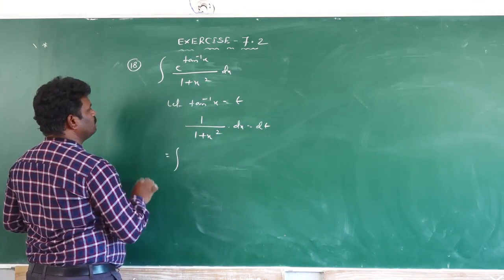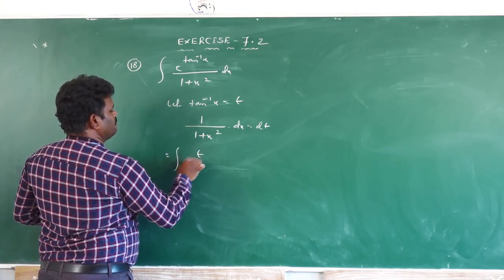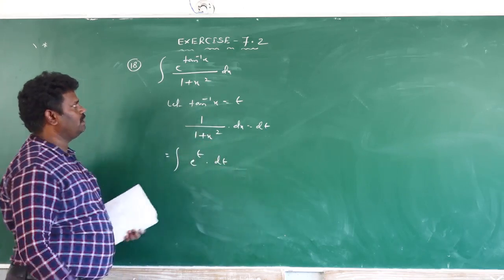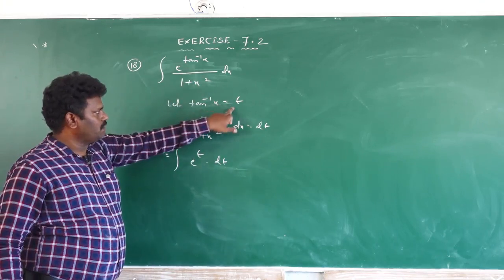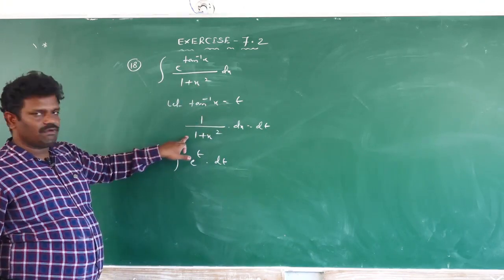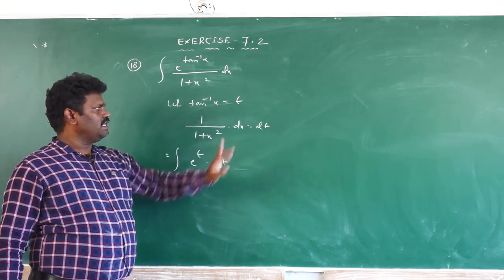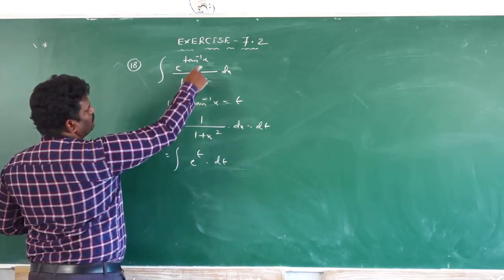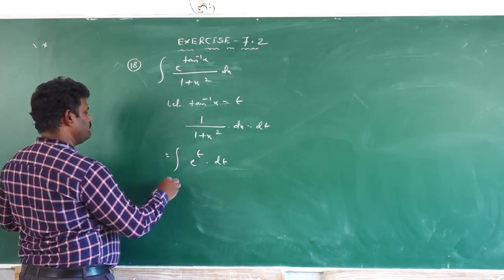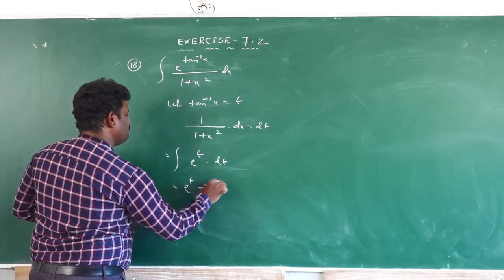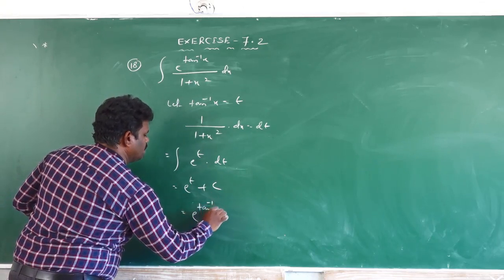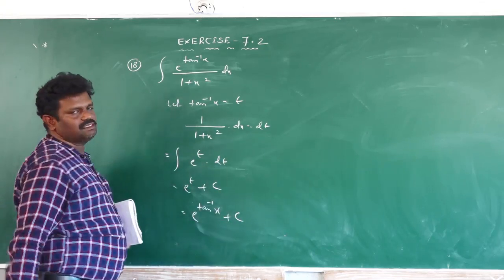That is equal to integral e power t into dt. Okay? So tan inverse x is equal to t, and the derivative of tan inverse x is 1 by 1 plus x square dx, which is equal to dt. So e power t into 1 by 1 plus x square dx is e power t dt, and its integral is e power t plus c. That is equal to e power tan inverse x plus c.